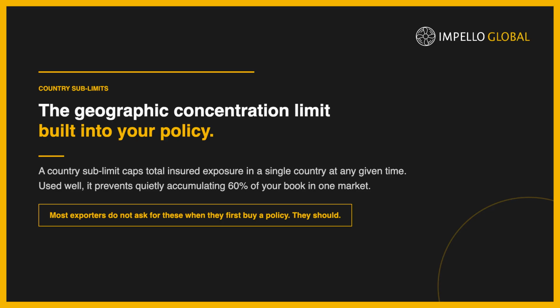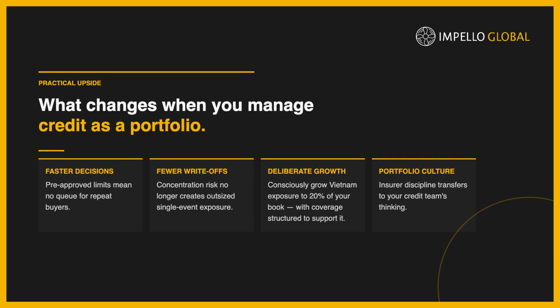Put these 4 mechanics together and you have something most exporters have never built on their own. A structured, carrier-validated framework for managing buyer concentration, country exposure, and aggregate credit risk simultaneously. When exporters make this shift, from per-buyer credit approval to portfolio-level management, a few things tend to happen.